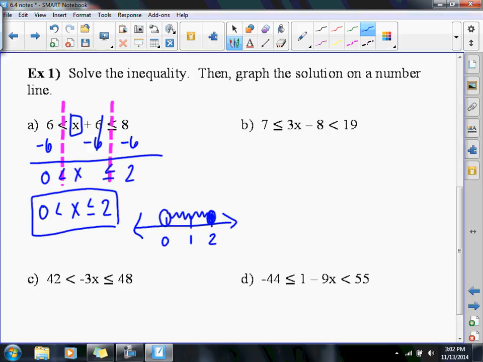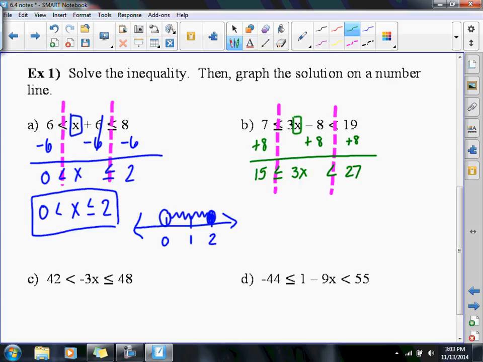Okay? Now, for part B, I can put those little dashed lines in again, but on C and D, I won't do that. Okay? Now, for part B, I've got 2 steps I'm going to have to do so that I can get x all by itself. First thing is I'm going to have to add the 8. So I want to do that to all three parts. So I get 15 less than or equal to 3x less than 27.